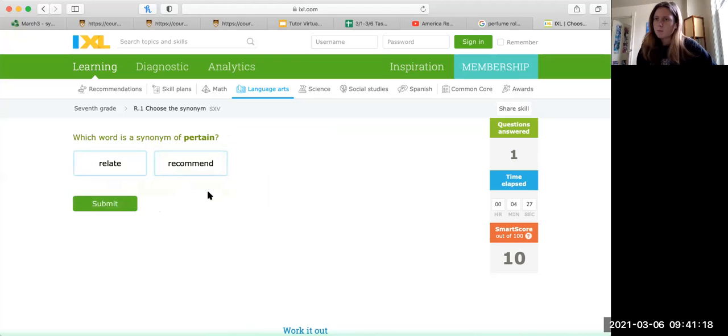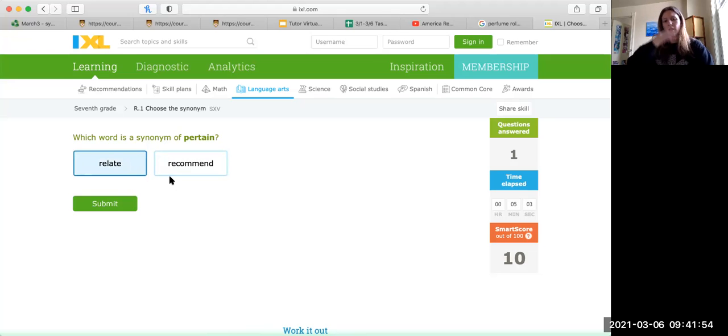All right, the next word is pertain. I think of something pertaining to this subject, so I definitely think of the word relate. That's probably the first synonym that would come to my mind when thinking about pertaining: something relating to something else. So it's definitely going to be relate. And then let's just talk about recommend. A synonym is something that you could replace a word in a sentence with, and it would have virtually the same meaning.